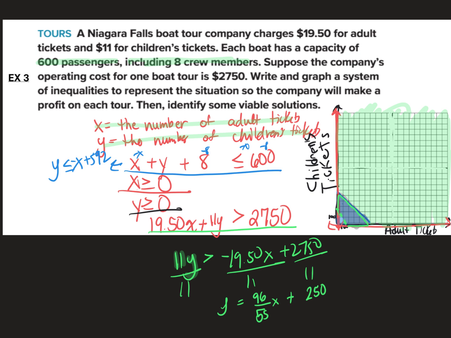And then identify some viable solutions. So some viable solutions would be any solutions that are within this shaded region. So this solution would work. You can't tell what that dot is. Let me try yellow. Like that solution would work. This one, this one, this one. So let me name some of those yellow dots.